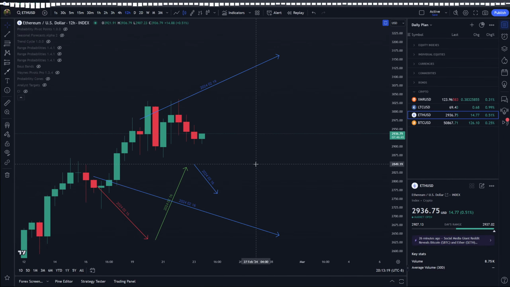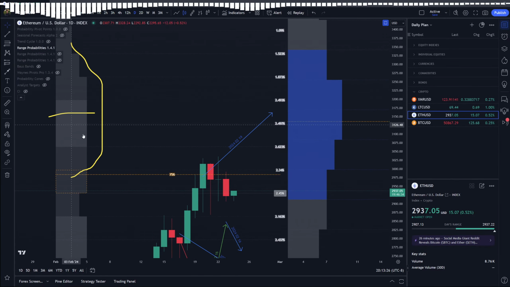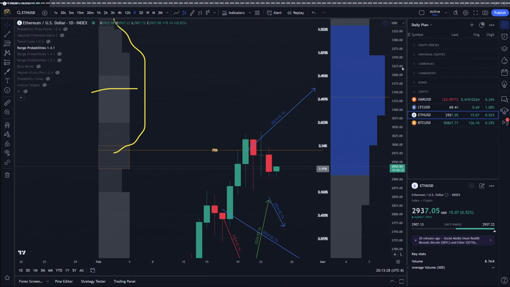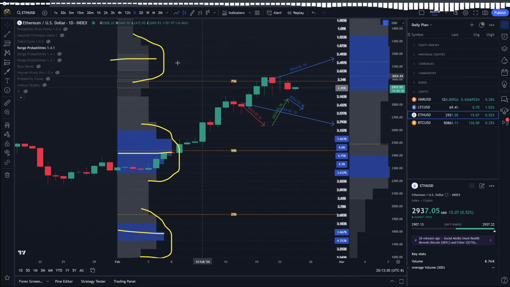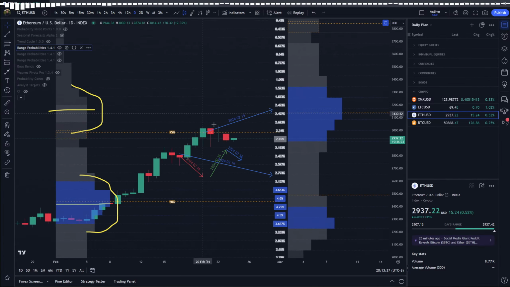Now let's go over to Ethereum. We did set this expectation here, where a lot of closes for the month are either in one of these three spots, here, here, or here. This is your more neutral closes, your bearish closes, and your bullish closes for the month.